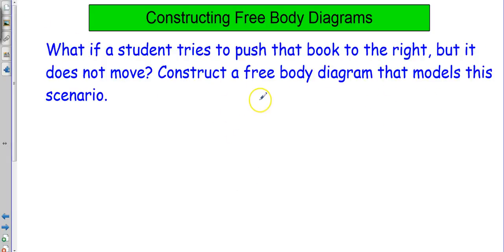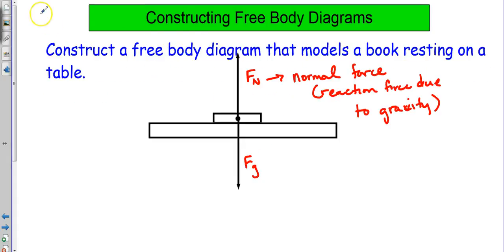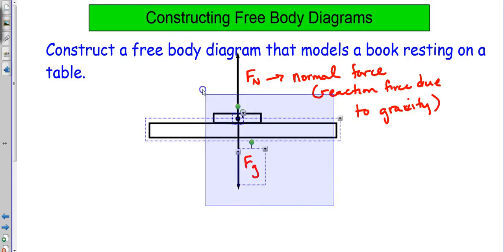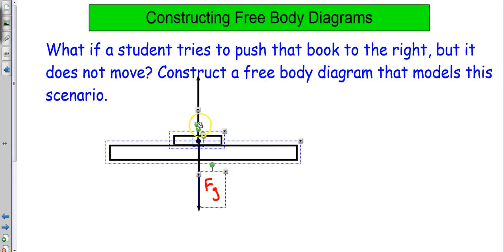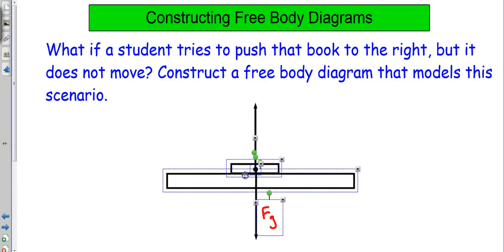Next one, what if a student tries to push that book to the right, but it doesn't move? Construct a free body diagram that models the scenario. So essentially what we have is the exact same thing that we modeled up here, but we're adding in another force. And that other force is a push, specifically a push to the right. All right, so somebody tries to push the book. They can't push that book. So let's model the push first.